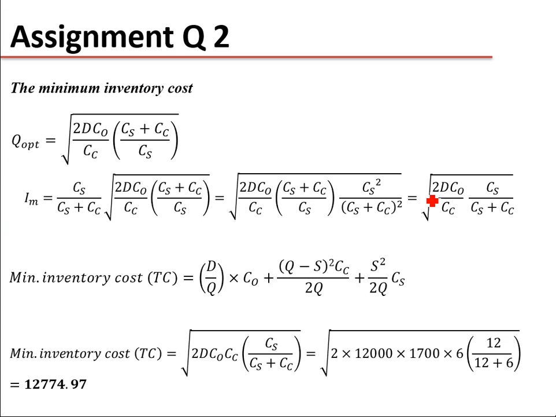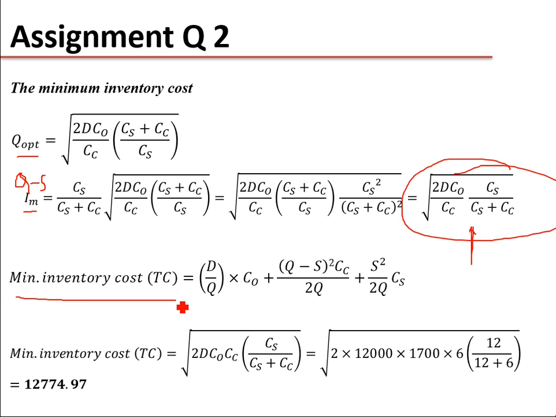So this is the Q optimum. This is the IM value. IM is nothing but Q minus S value over there. So this is the value we can see over there. So the minimum inventory equation we already know. This is the minimum inventory equation, and after solving this equation, now Q minus S we know, and Q value we know, and you put all the values, S value we know, so we can solve this equation.